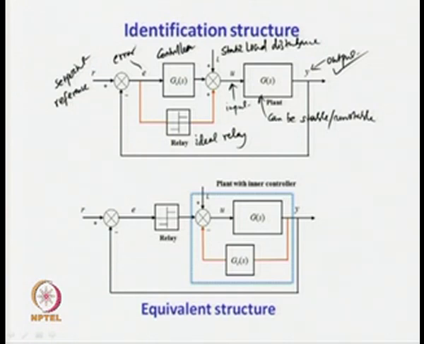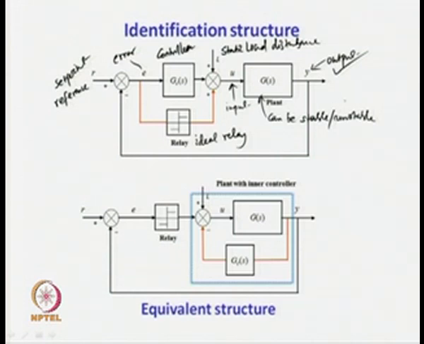Now, this identification structure is known as an online identification structure. Why is it an online identification structure? The controller remains in action during the operation of the system or plant. The controller is never disconnected even during the relay experiment. That is why the scheme is known as the online identification scheme.